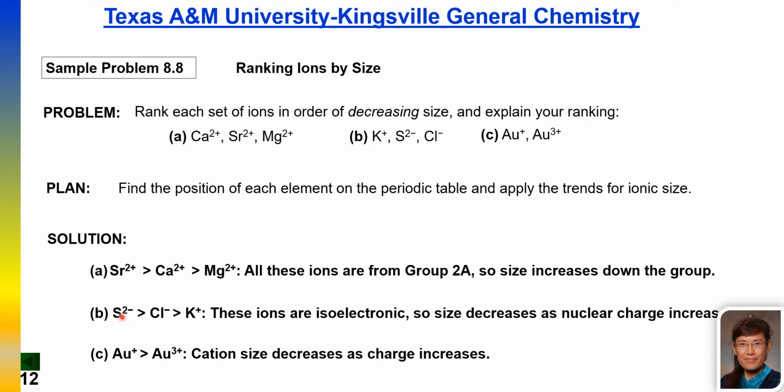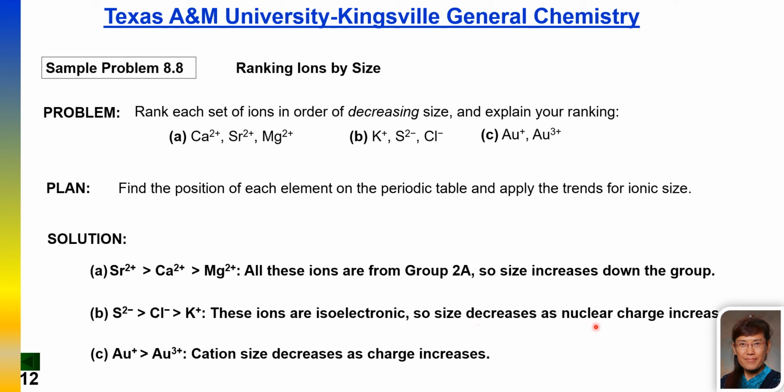So sulfur, 16 plus 2, 18 electrons. Chlorine, 17 plus 1, 18 electrons. Potassium, 19 minus 1, 18 electrons. All of these 3 ions, 2 anions, 1 cation, they have the same electrons. They are called an isoelectronic series.